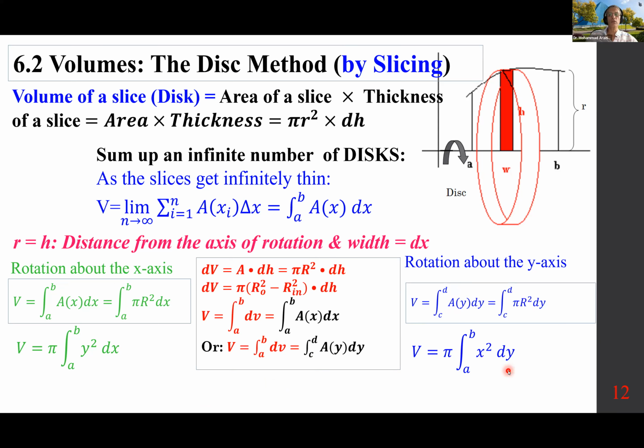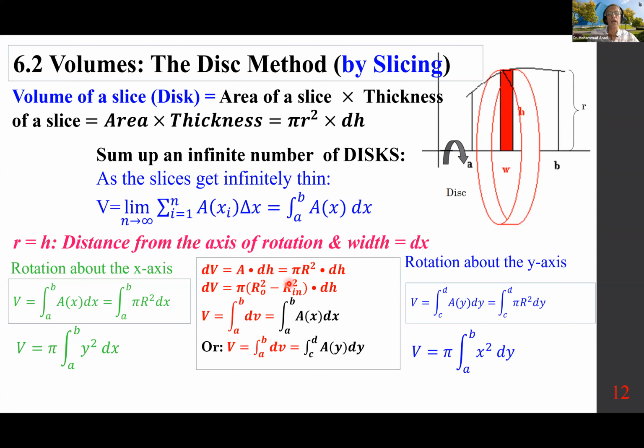So what do I write? I like to write dV, which is an increment of the volume. This disk is an increment of the volume. It's A, the area, times dH. The area of the disk, which is pi r squared, times dH. And so what do you need to figure out? What is r and what is dH? That's what you need to figure out.